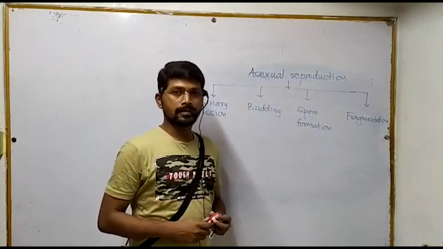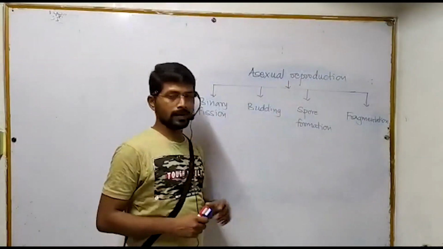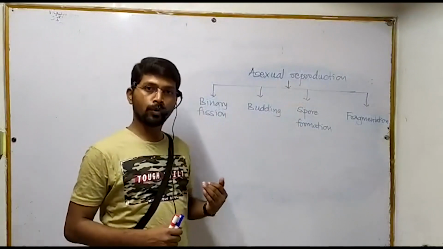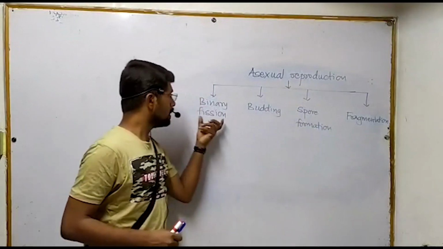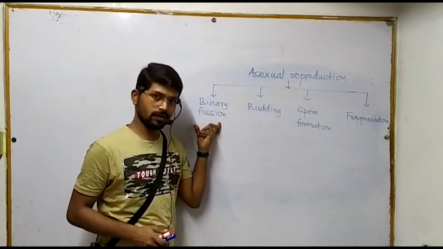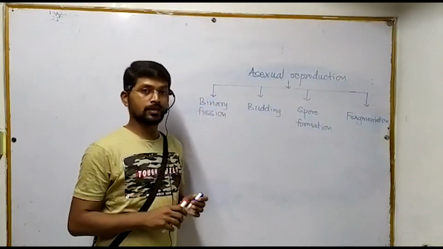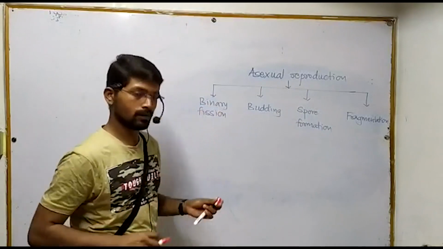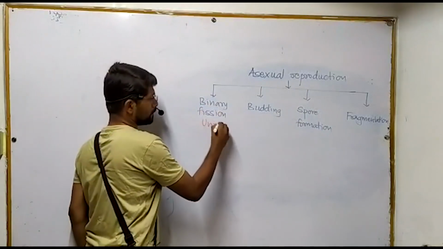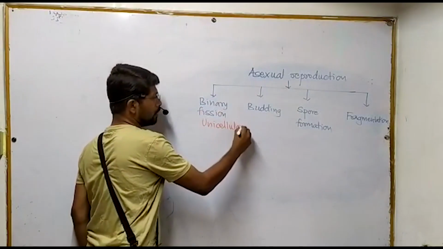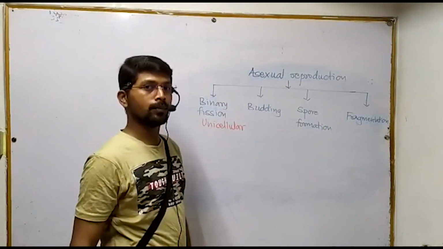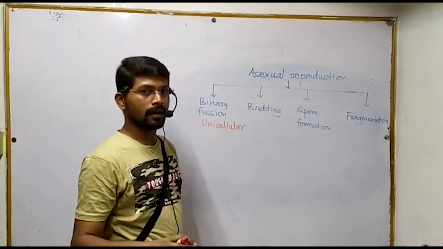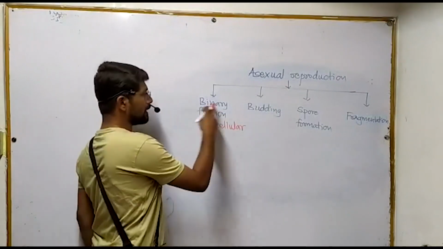So guys, let us discuss different types of asexual reproduction. Asexual reproduction in lower organisms is mainly divided into the following types. The first one is called binary fission. Binary fission is mostly seen in unicellular organisms. Unicellular organisms we can commonly say are in kingdom Monera as well as kingdom Protista. So you can say bacteria and some protists show binary fission.